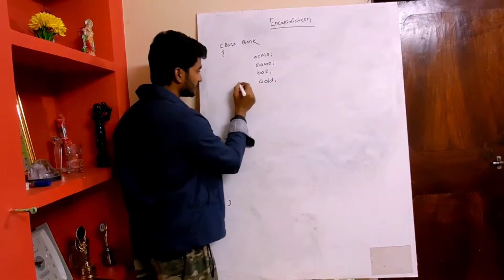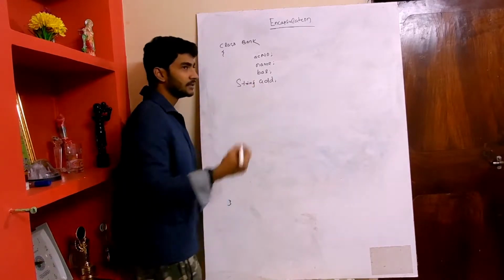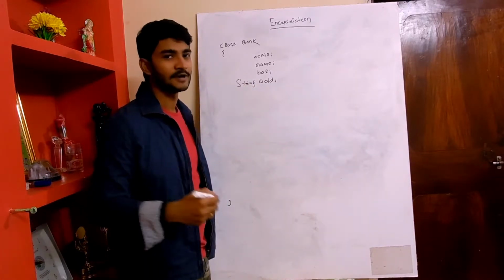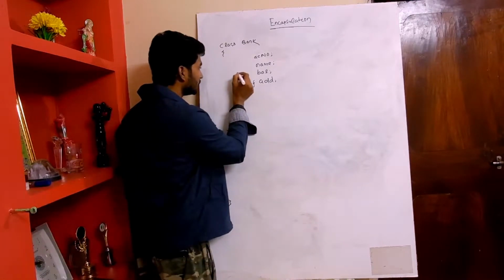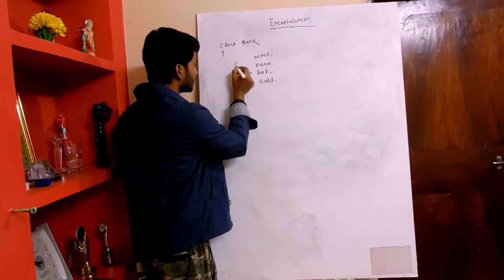This address will be a String, so I'll write String here. This balance will be a double, like 200.00 or 500.00, so I'll make it double here. This name should be a String again.